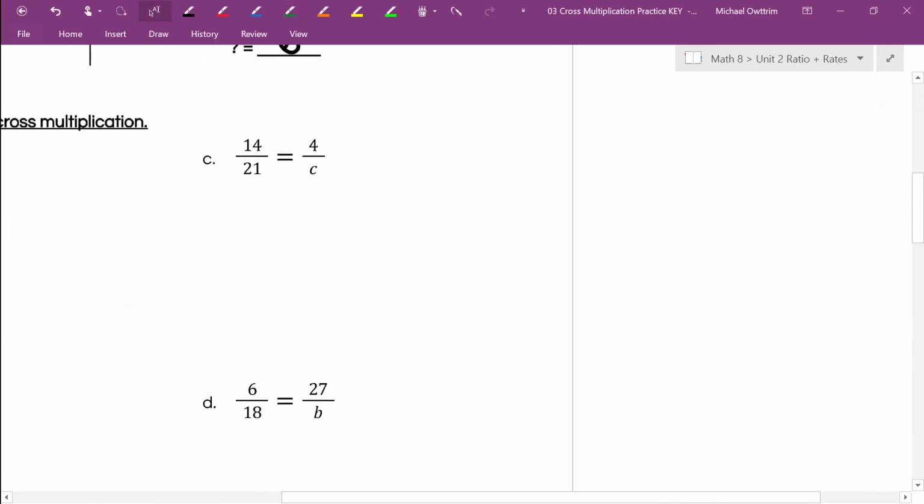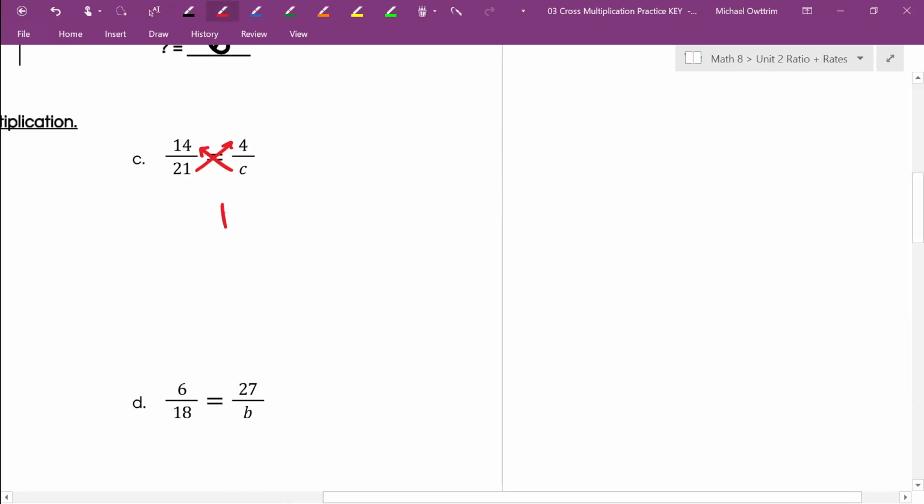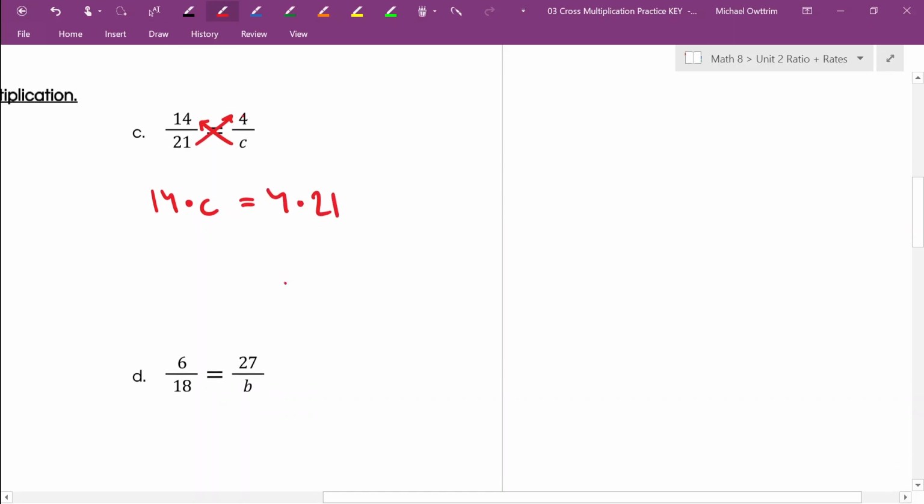Question C, we're again going to cross multiply. So we're going to do 4 times 21 and 14 times C. So on the left side, we have 14 multiplied by C, which is equal to 4 on the right side times 21. 4 times 21 is 84, and that will be equal to 14 times C. And then we want to get our C by itself.